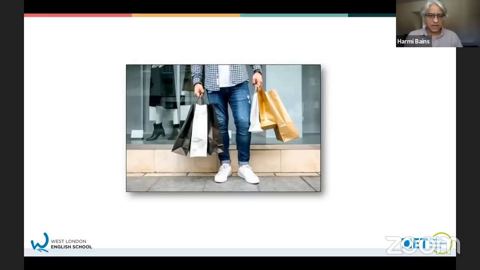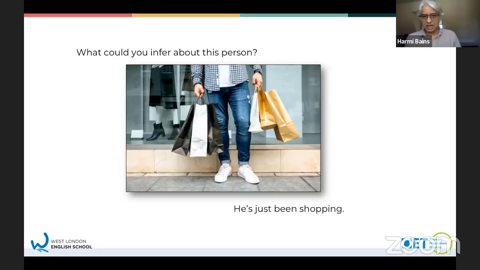Here's a quick task. You can see this picture, hopefully. What could you infer about this person? Just take a second and think. I think the most obvious thing most people say is, he's just been shopping. That's a reasonable statement to make, but what you're doing is inferring. We don't actually know for sure if he's been shopping. Possibly he's with his partner, and he's been given his partner's shopping bags and he's waiting for her. But we're inferring, we're making an educated guess.